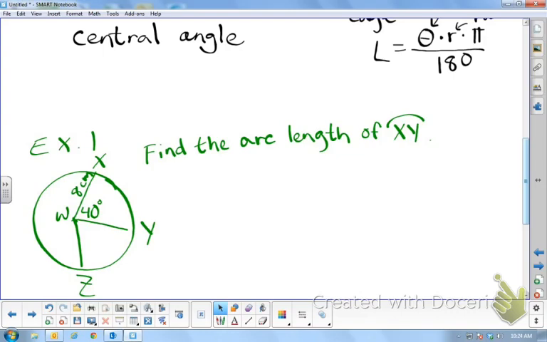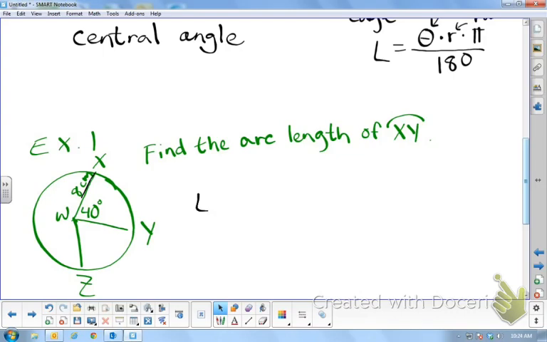Okay, so I want to find the arc length of x, y on this circle. This says 8 centimeters here. That's 8 centimeters. It got a little squished. So I want to know the arc length, not the arc measure. The arc measure would be super easy. What's the arc measure of x, y? 40. We look at the central angle. The arc length, we have to go use this formula.